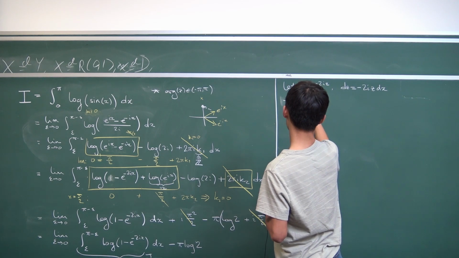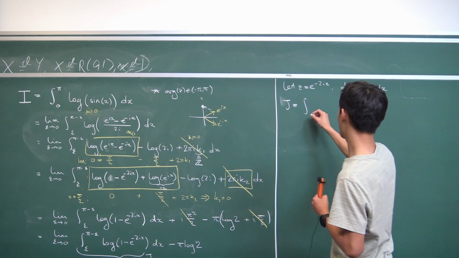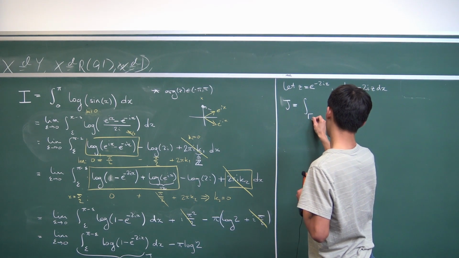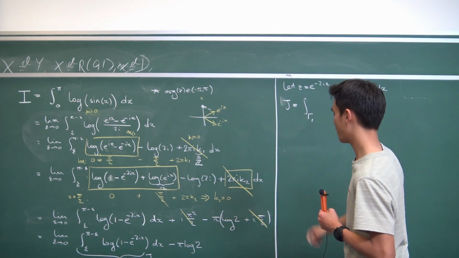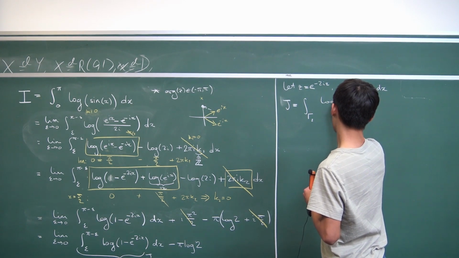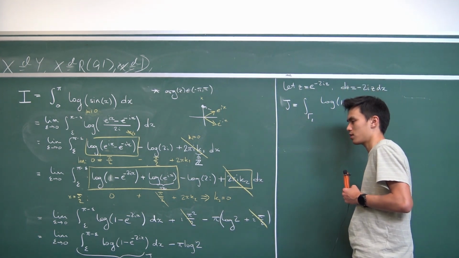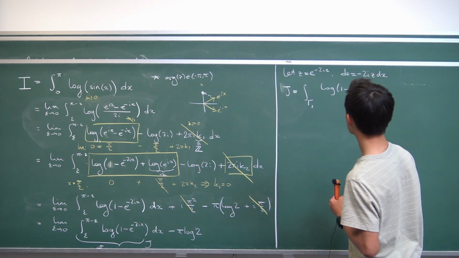J is going to be some kind of contour integral. I don't think it's a proper contour integral. Let's just call it some path integral over gamma parameterized by epsilon. We have the logarithm down there, so we have the logarithm of 1 minus e to the minus 2ix, that turns into a z. So we have a z over here. Then we have our dx over here.